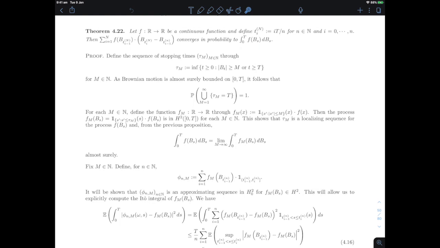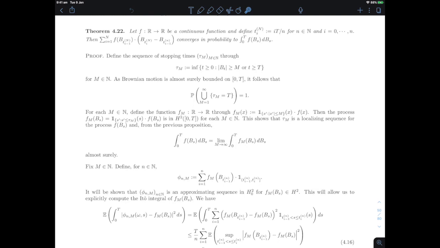Well, f is a continuous function of the Brownian motion, so f of B_s is a continuous function of the Brownian motion, so it is an L2 loc process. So first you would need to pick a localizing sequence of stopping times and then say, okay, this is the limit of the Ito integral of H2 processes obtained by localizing f of B_s using this localizing sequence of stopping times.